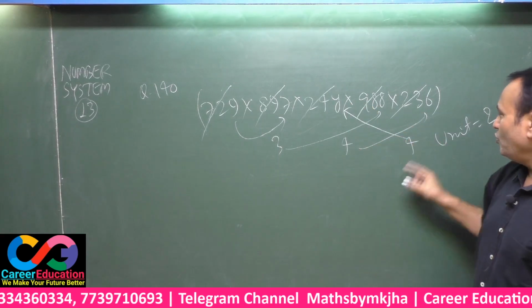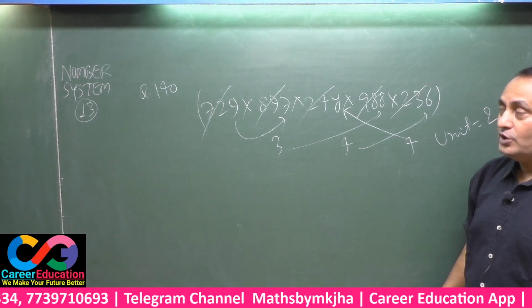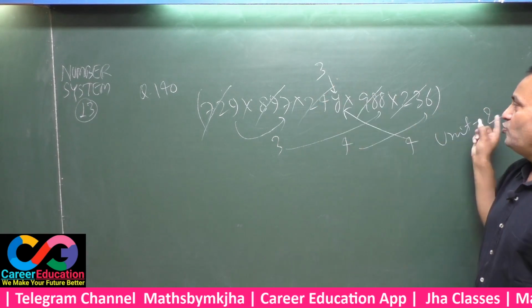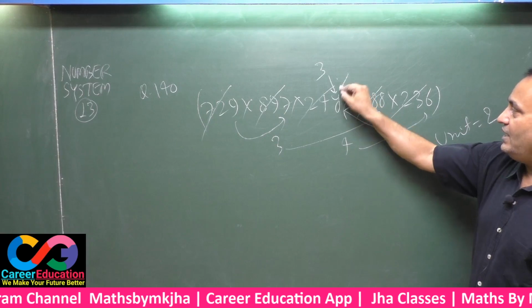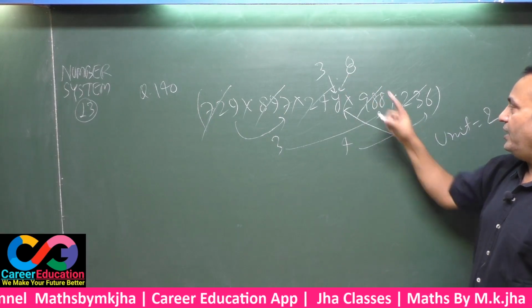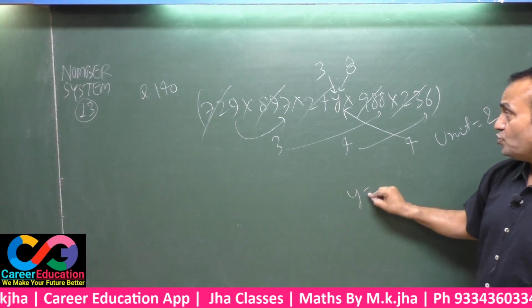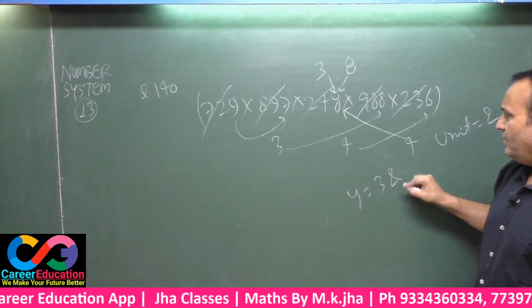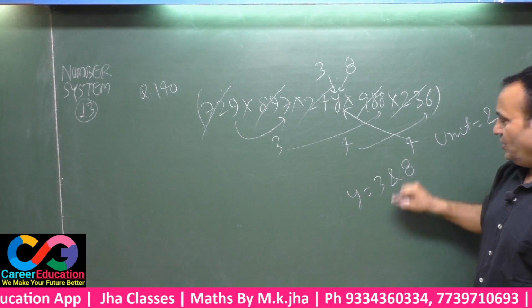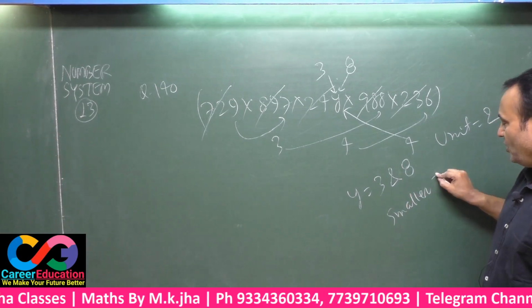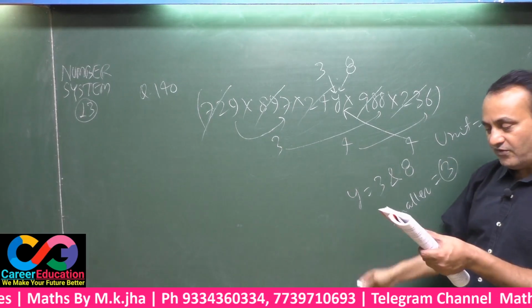Now 4 into y, the unit must be 2. That means if y is 3 here, 4 3s are 12, unit is 2. If y is 8 here, 4 8s are 32, unit is 2. That means y may be 3 as well as 8. You have to point out the smaller value. That means the smaller is 3. This is your final answer. Note down.